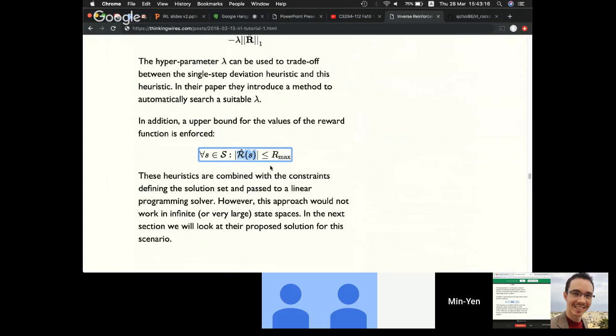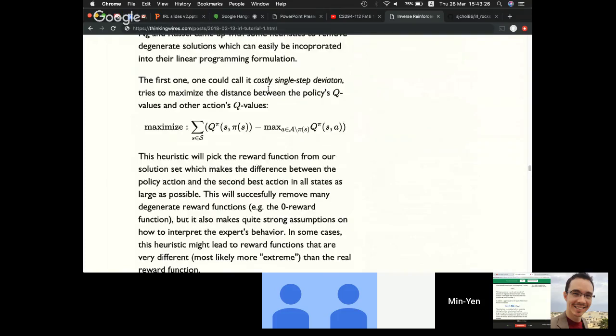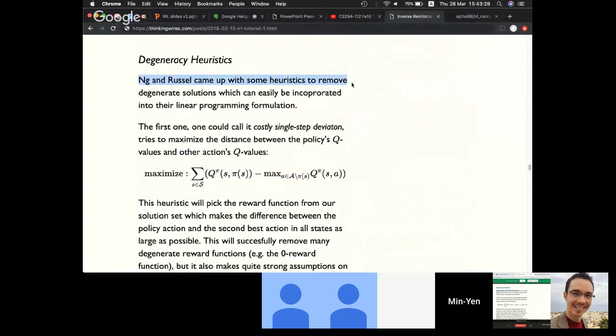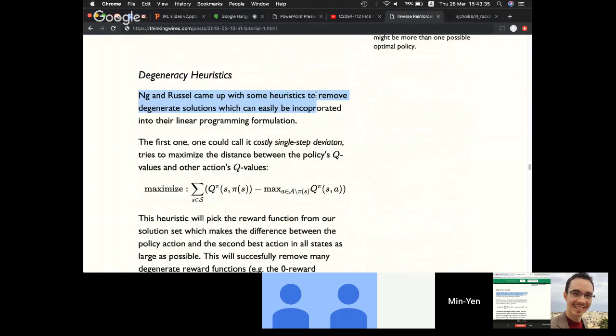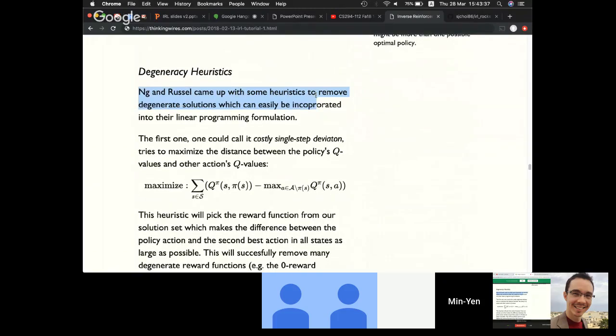In addition, an upper solution. Huh? It's a solution of the equation. I think this is a heuristic that they introduced in this paper, if I understand this correctly, right? Some heuristics to remove degenerate solutions. So it's supposed to help remove degenerate solutions, so you can pick out a single best policy.